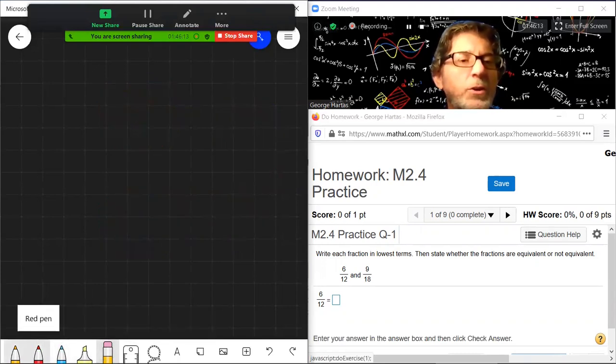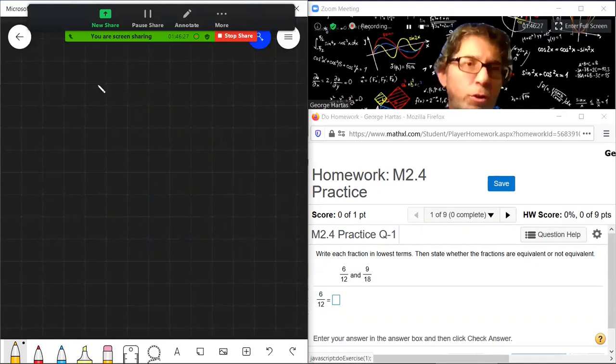All right, so let's look at the first question here. Write each fraction in lowest terms. So first we have to reduce these fractions into lowest terms. Then we'll be able to compare them more precisely rather than drawing diagrams. Then state whether the fractions are equivalent or not equivalent. All right, so what we have to do then is take each of these numbers and break them down into the prime factorization. So we have 6 over 12. Let's do that first. 6 over 12.